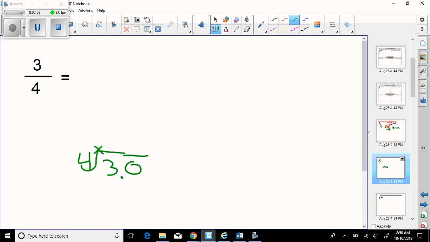Now will 4 divide into 3? No. Oh, you forgot to move your decimal up. Don't forget to move your decimal up. Gotta move that decimal straight up. And we're gonna throw that thing right in there. Stick it on up there. There you go. All right.